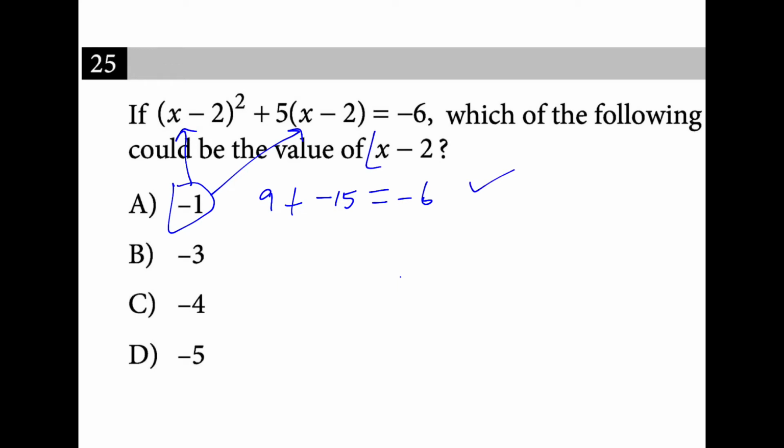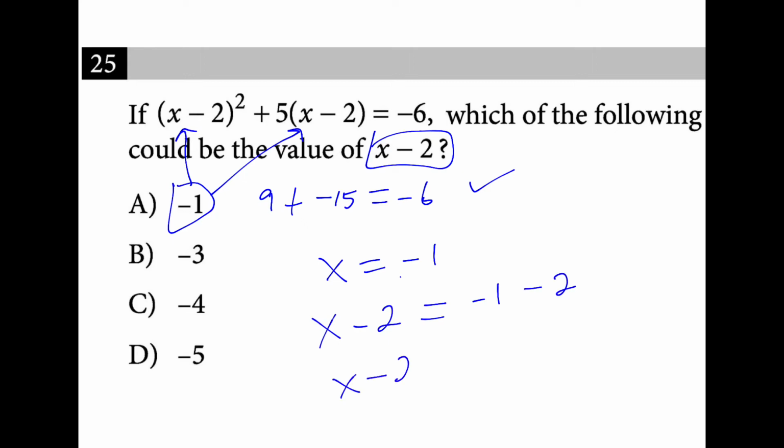But some people forget that you're solving for x minus 2. So if x is equal to negative 1, then x minus 2 is equal to negative 1 minus 2. Or in other words, x minus 2 is equal to negative 3.